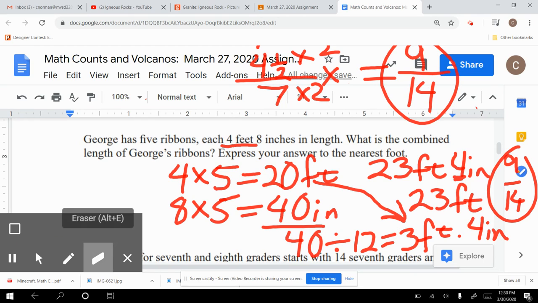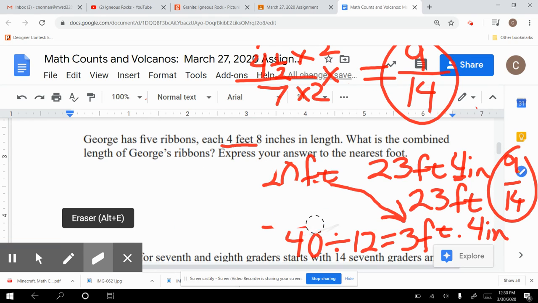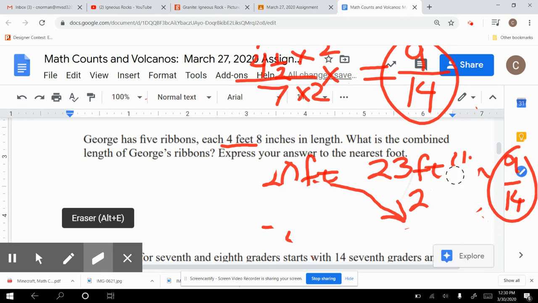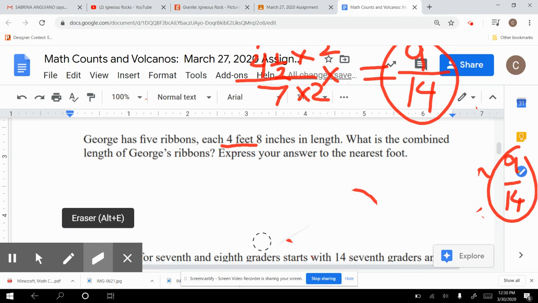Okay, another way you could have done it is just converted the whole thing into inches, multiplied by 5, and then divided by 12 in order to find out how many feet that is. Give me a second here to erase. And let's go ahead and do that.